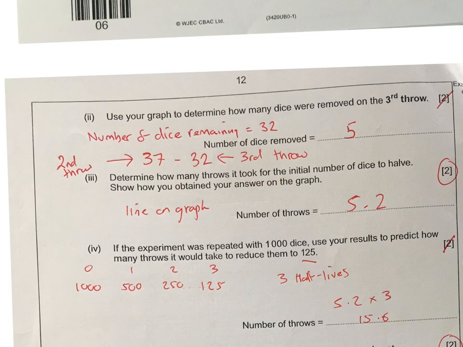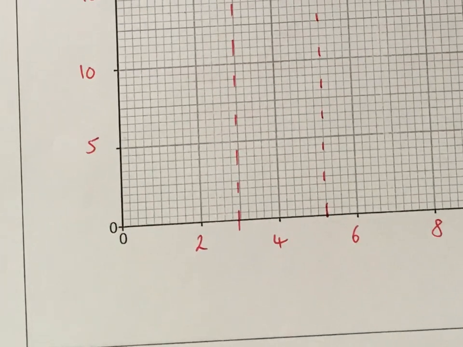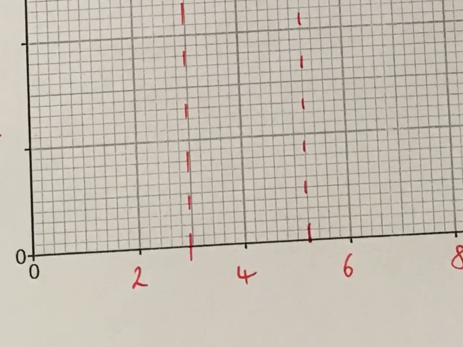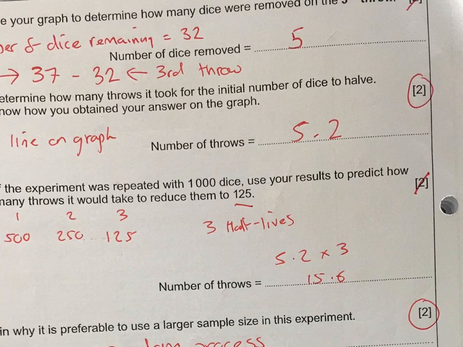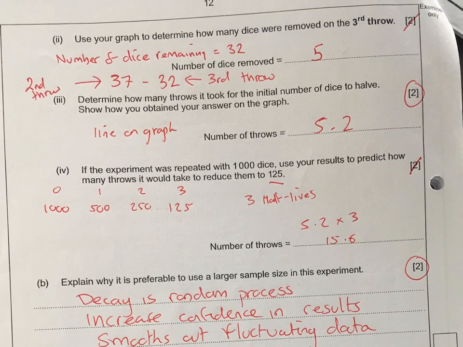Determine how many throws it took for the initial dice, so basically the half-life is 5.2. Now, I know you can't have 5.2 throws, but we need to go to the degree of accuracy on the graph. And because the graph goes up in 0.1s, actually 0.2s here, we go to that level of accuracy, so 5.2.